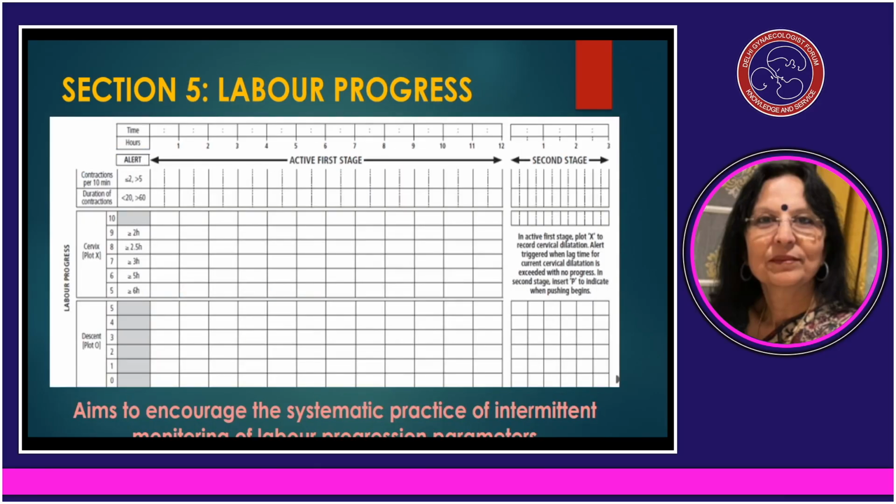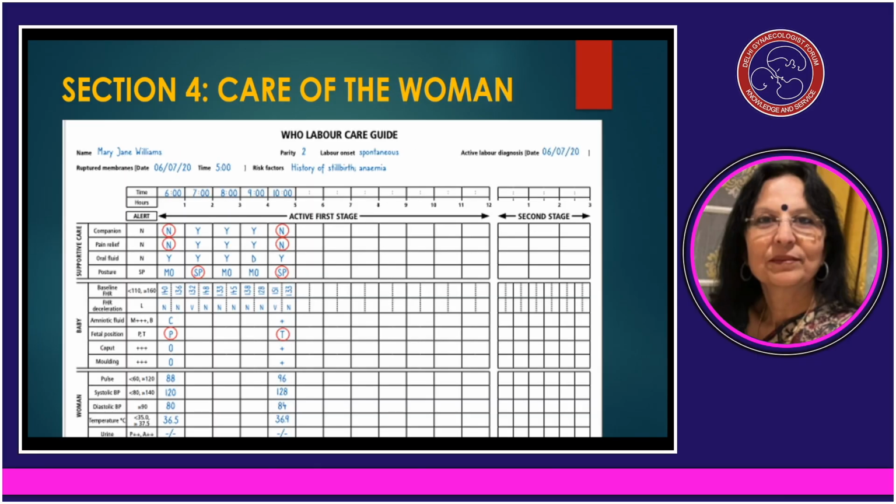So by the end of this section, we see that the labor is progressing. You are recording all these findings of the woman every 4 hours. And now the occipito-posterior situation is also converted into occipito-transverse, right?